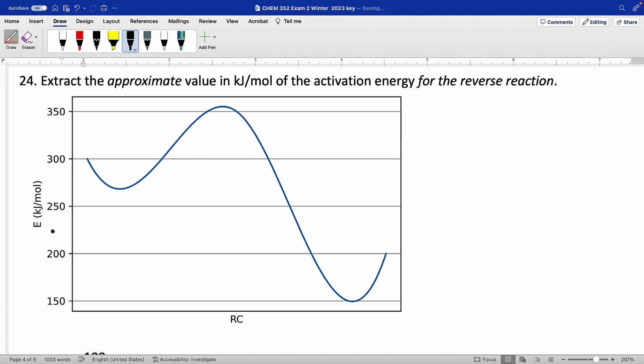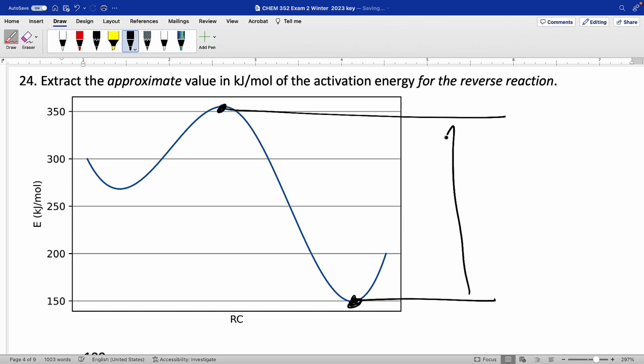Okay, so we're supposed to find from this RC diagram, this reaction coordinate diagram, what the activation energy is for the reverse step. So for the reverse step, we're going from point A to point B here. So just draw a little arrow here. This is going to be Ea for the reverse step. And if we look at this, we can see that each of these tick marks is about 50 kilojoules. So it's about 200 kilojoules per mole.